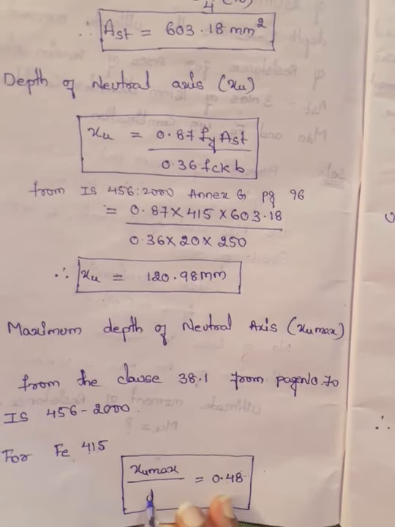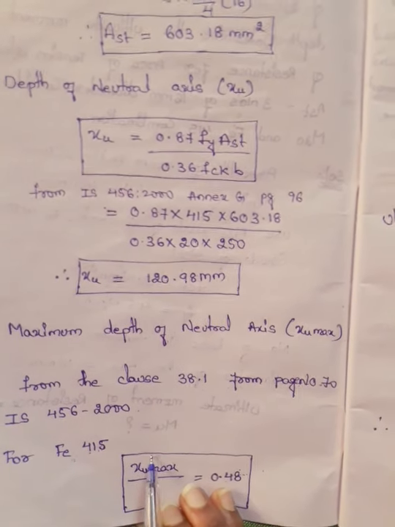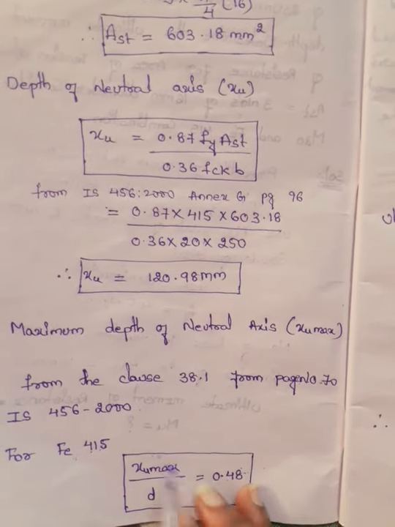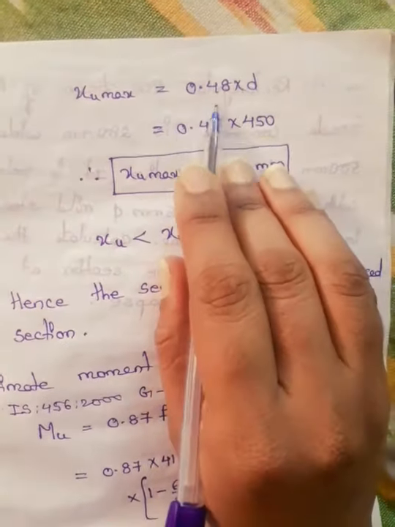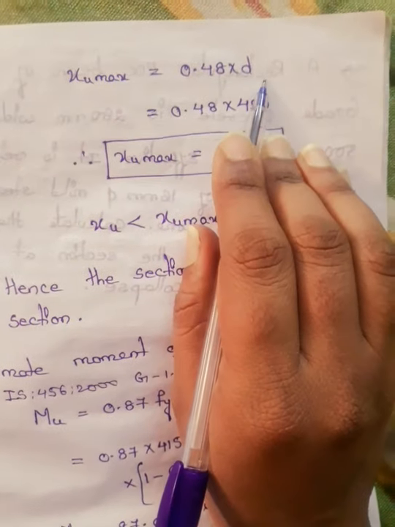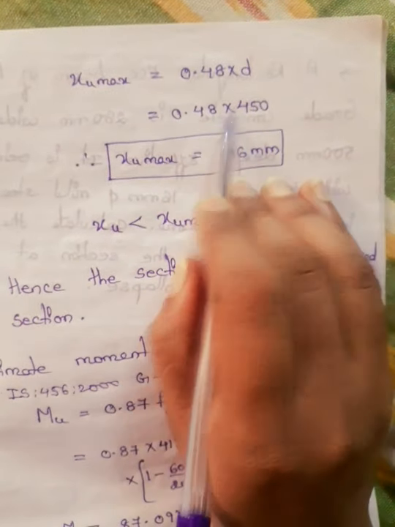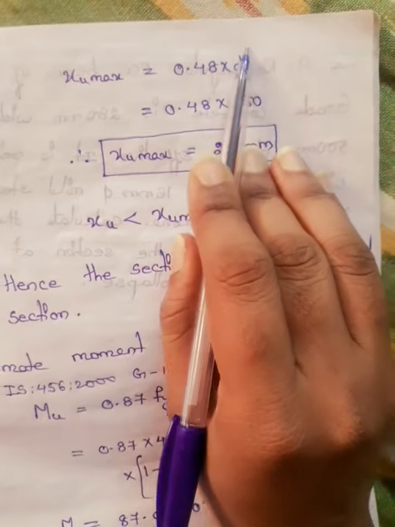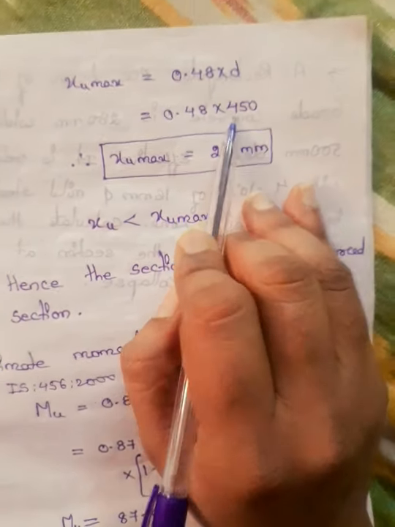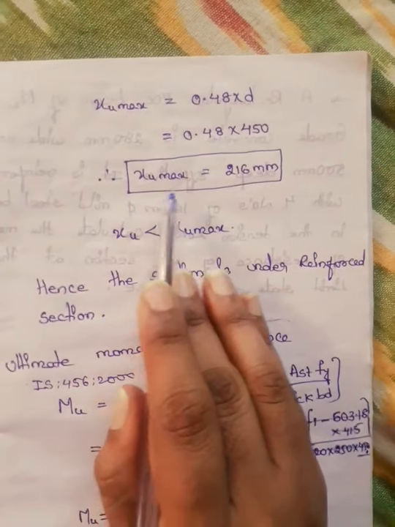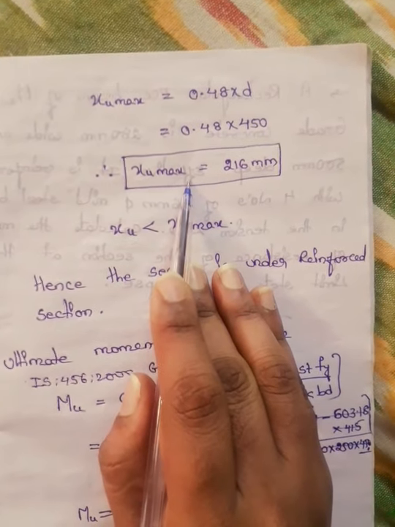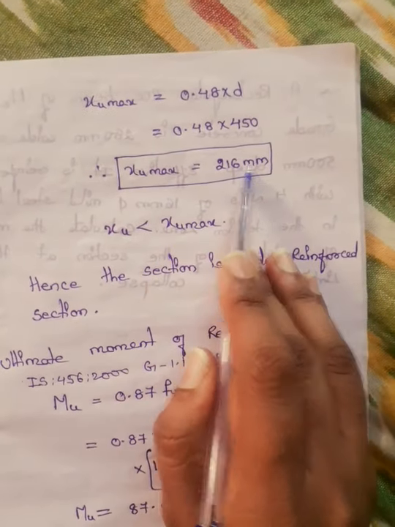So what we want is Xu max, right? So what will be the Xu max? Xu max equals 0.48 into d. The d value we already know, it is given in the question. So 0.48 into 450 we will get Xu max. How much is it? 216 mm.